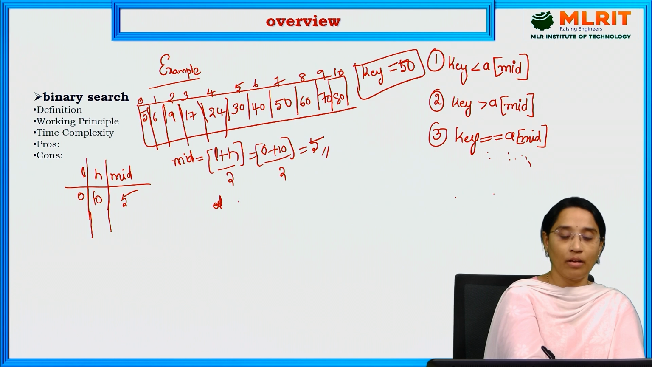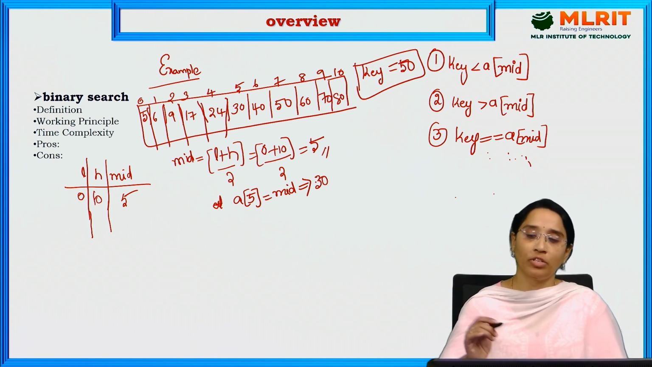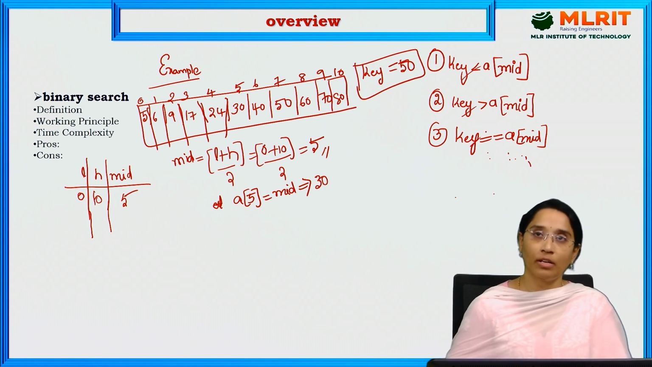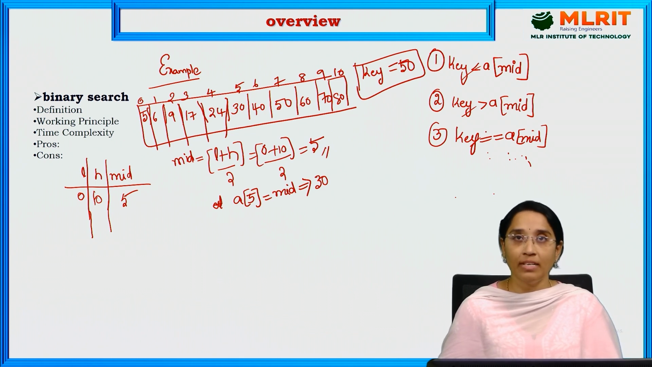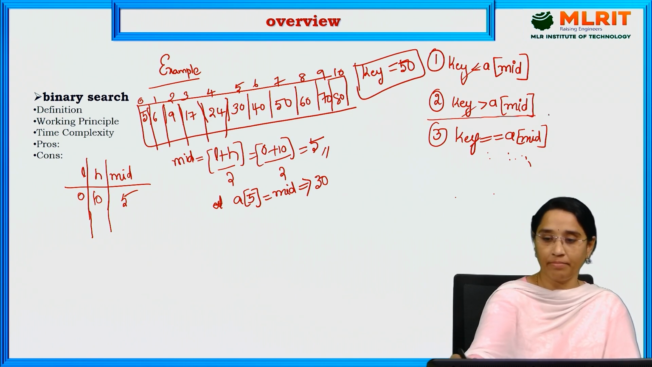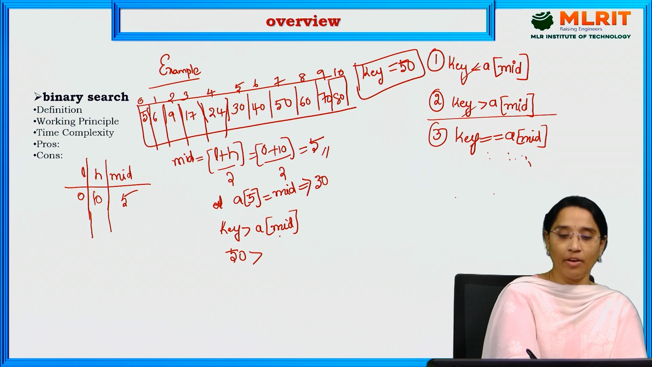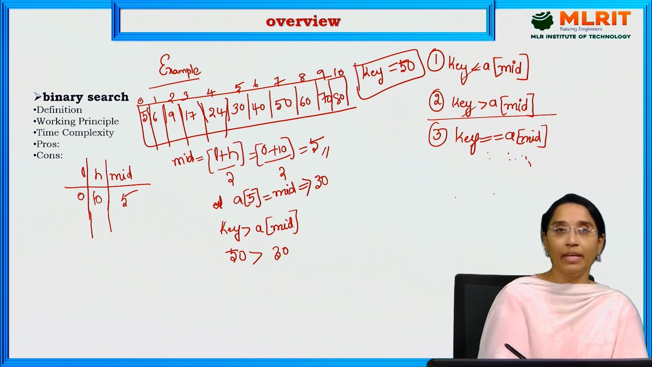At A of 5 is equals to mid. What is the value at A of 5? 30. Now you have to check which case falls under. So we got the first mid value as 30. What is the key value I have taken? It is 50. So here, key greater than A of mid. 50 greater than A of 5, mid value is 30. 50 greater than 30.